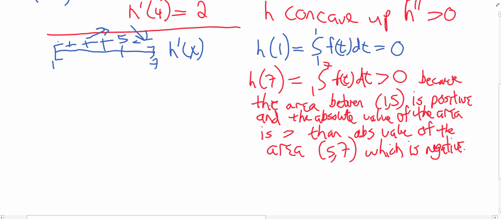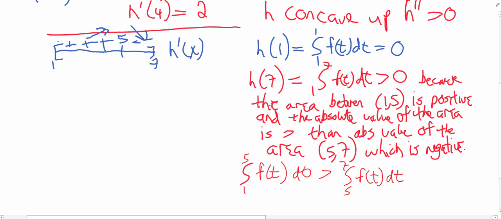Basically, there's more area above the x-axis than there is below. So another way to say that might be to say something like this: from 1 to 5, the integral of f of t dt is greater than the area under the curve from 5 to 7, and that would also justify it.